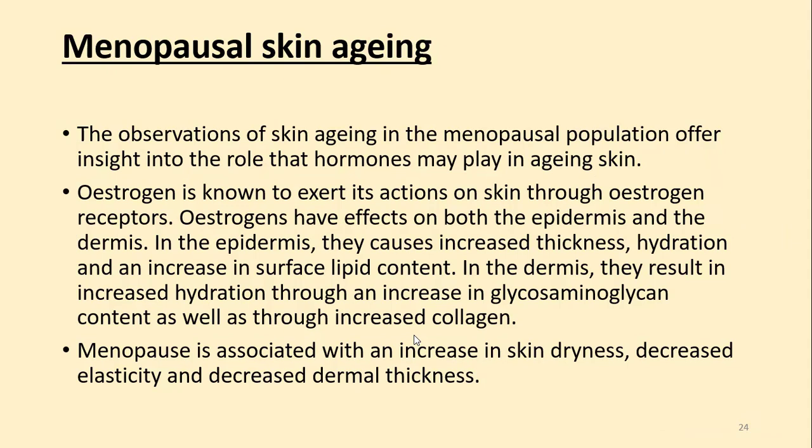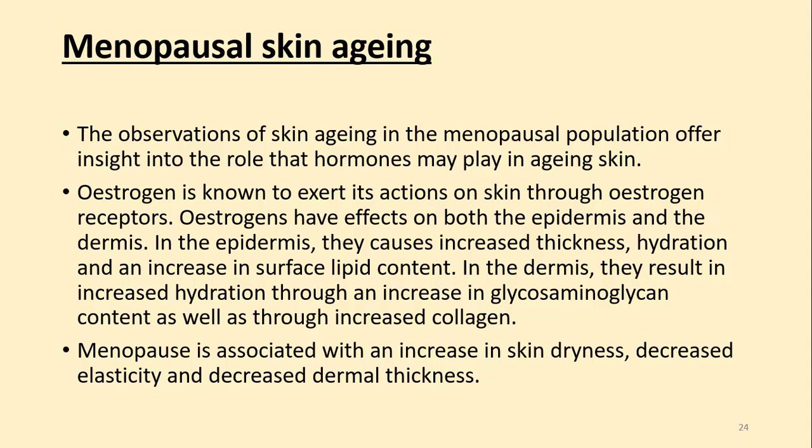Then, menopausal skin aging. It is observed that skin ages more in the menopausal population than in the premenopausal population, and this offers an insight into the role that hormones play in aging skin. Estrogen is known to exert its action on skin through estrogen receptors. Estrogen has effects on both the epidermis and the dermis.